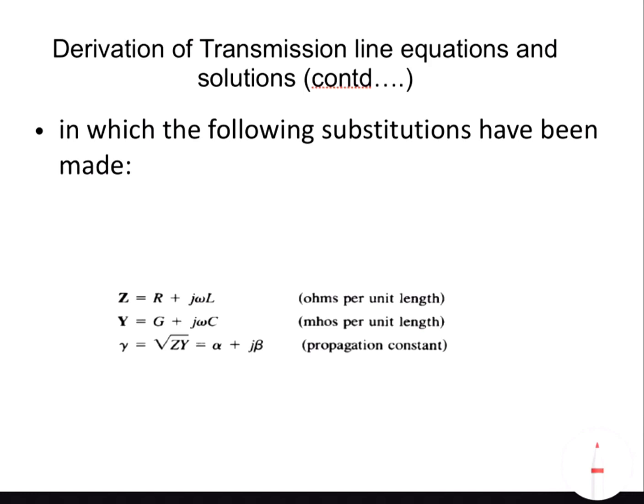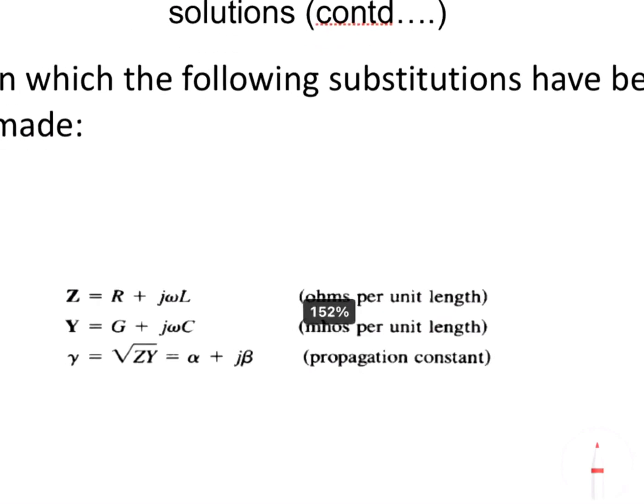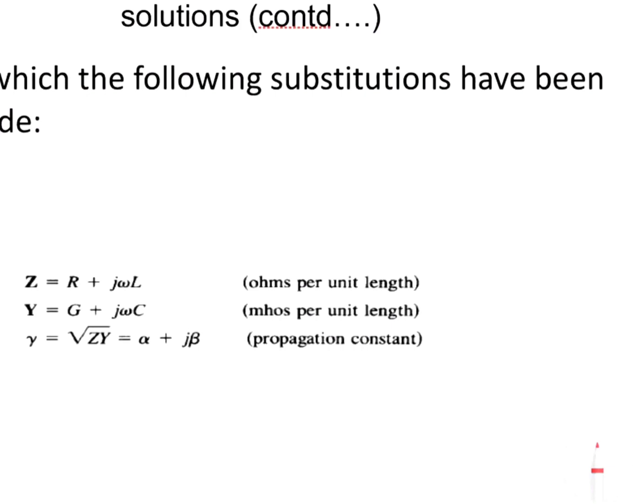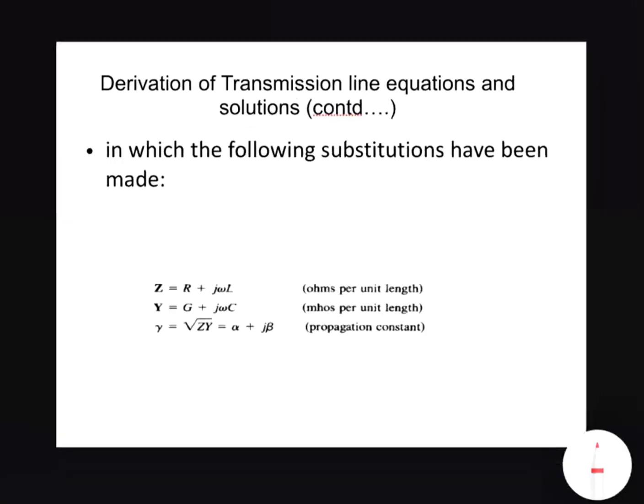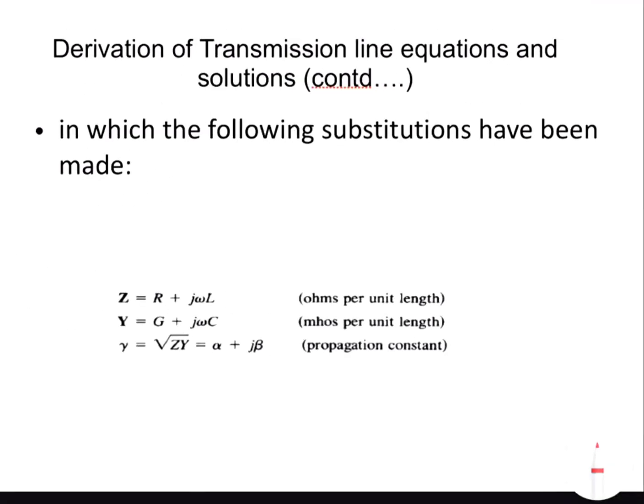Now let us substitute that. Already you know these things from your network theory, where you have studied these equations. That is, the impedance Z is equal to R plus j omega L, and the admittance Y is equal to G plus j omega C. And the propagation constant gamma is the root of Z into Y, that is alpha plus j beta.